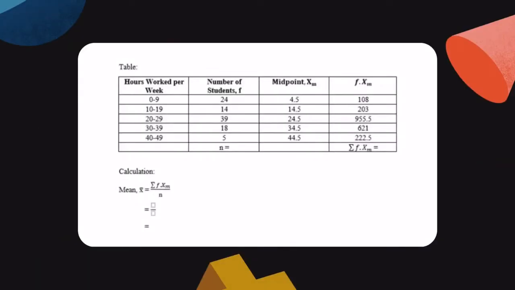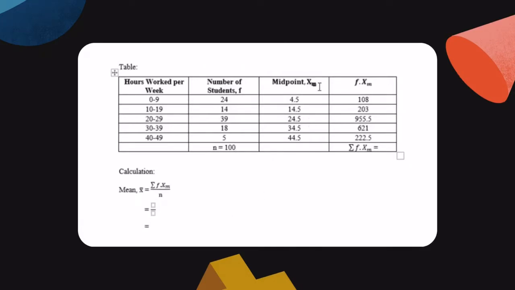Hi, in this video, I'm going to show you how to find the mean of group data. In order to find the mean for this sample data, we need to use the equation shown. So the first step we need to do is make a table as shown. Second, in order to find n, we need to sum all the frequencies given here, which in this case, I got 100.